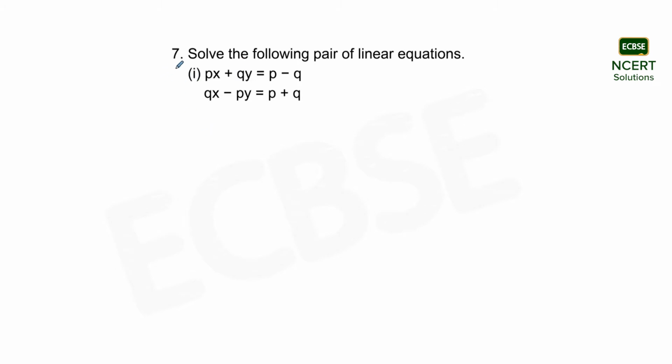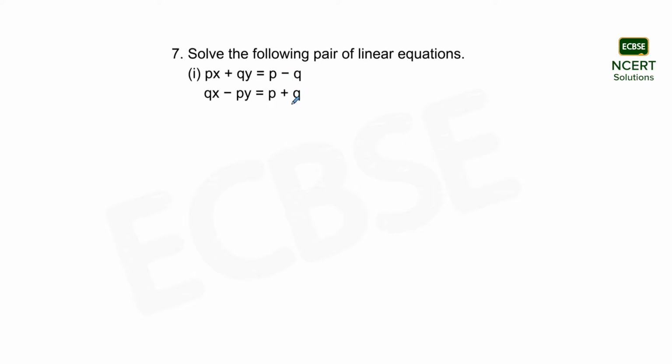Hello students, so here we are with question 7, part first. Question 7 is: solve the following pairs of linear equations. The two equations are provided in part first. What are those? px + qy = p - q, and the second equation is qx - py = p + q.